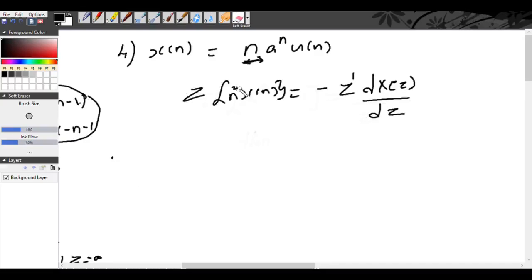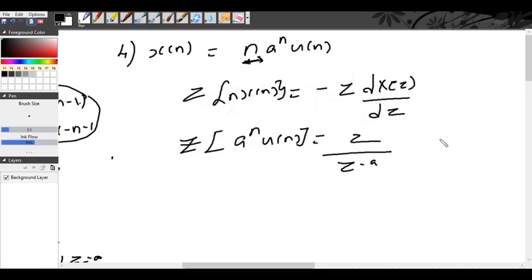Let me rub this. Okay, so we shall proceed doing this. We know the z transform of a power n u of n is equal to z by z minus a, with region of convergence greater than a, right? We already know this, we have already done it. But what has been given? n into a power n u of n. Since n is multiplied, I have to immediately realize that this is trying to use this particular property, right?